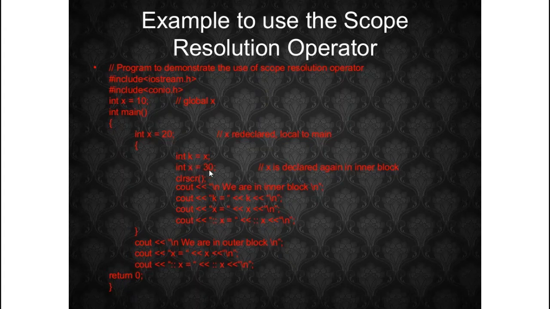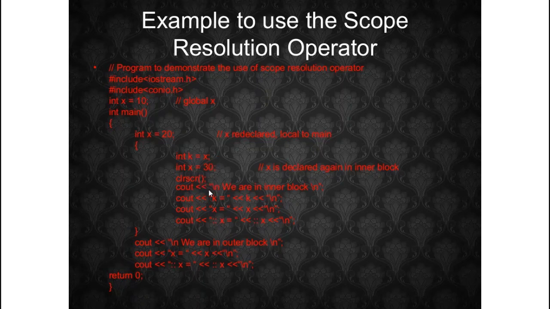Int x equals 30. Again x is declared here, and there is a new variable x for this block of statements. Here the value of x is 30 and the value of k is 20.